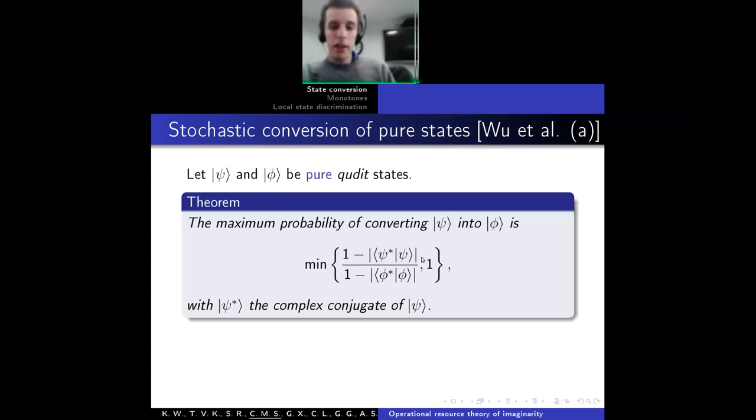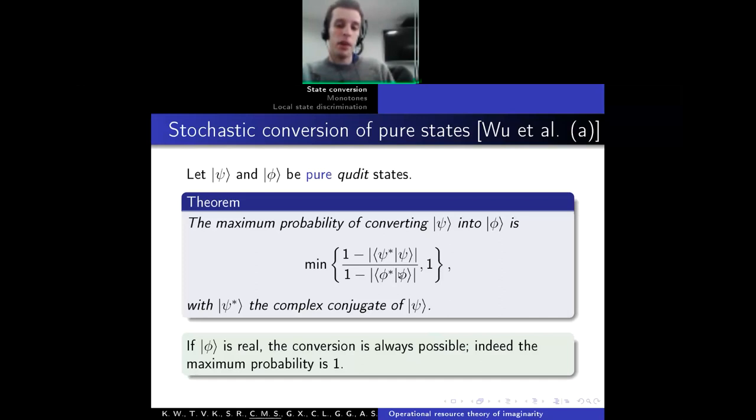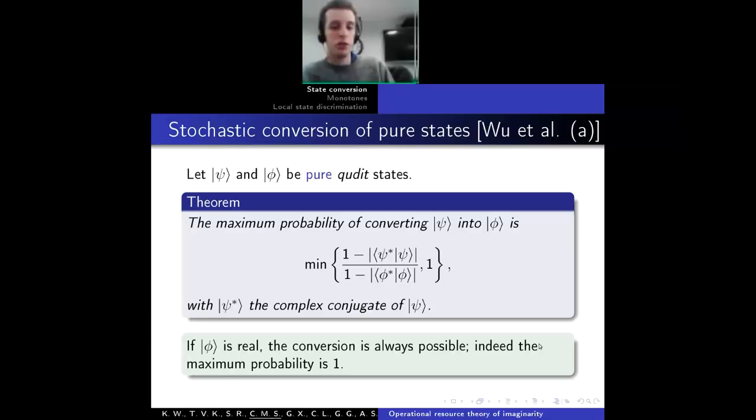Right, notice that whenever phi is real, clearly phi star is equal to phi, then the inner product of phi with phi star is actually 1. So we see that the denominator is 0. So we get that here the first term is plus infinity, the other one is 1. So therefore the maximum probability is 1. So it tells me that I can always convert. But this is obvious because if the target state phi is real, I can always go from any state to a free state in resource theory. Therefore, the result of this theorem actually captures that case. So let's say it's in agreement with our intuition in that respect.